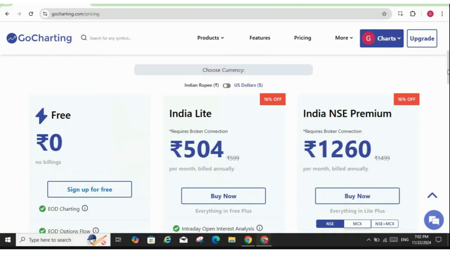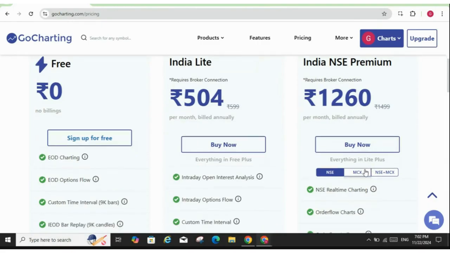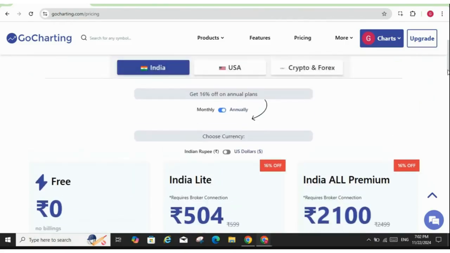Then we have India NSE Premium. This is our full plan. If you take this, all the features will be accessible to you for the Indian market. And this is the MCX plan. These are based on exchanges, and this is the India All Premium plan.